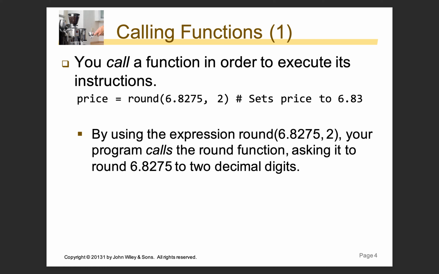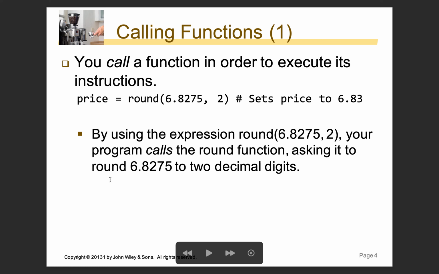So how do you call a function? You call a function in order to execute its instructions. For example, the round function we call on the arguments here, 6.8275, and then with the second argument of 2, so it's going to round 6.8275 to 2 decimal places, giving us 6.83, and the value returned by the round function is going to be assigned to the price variable.